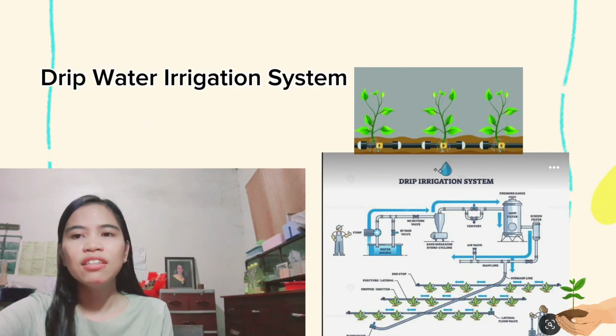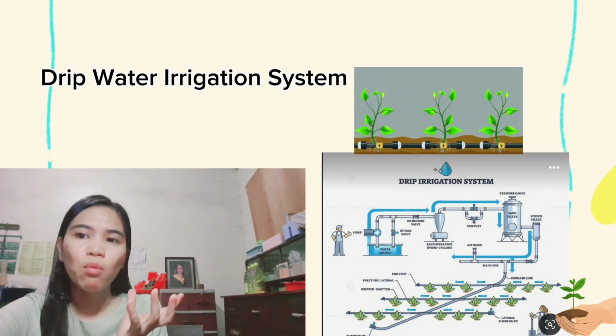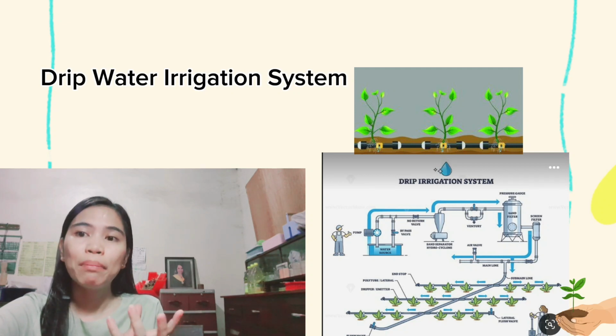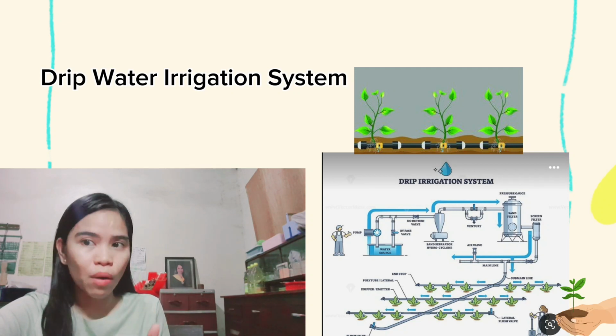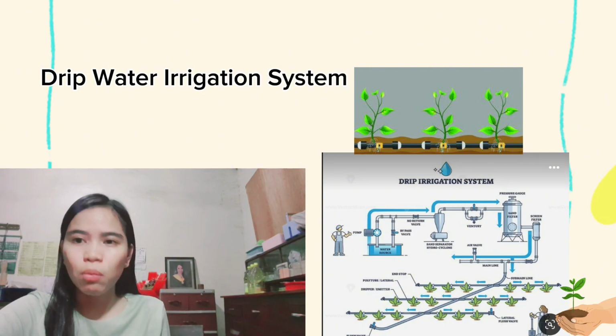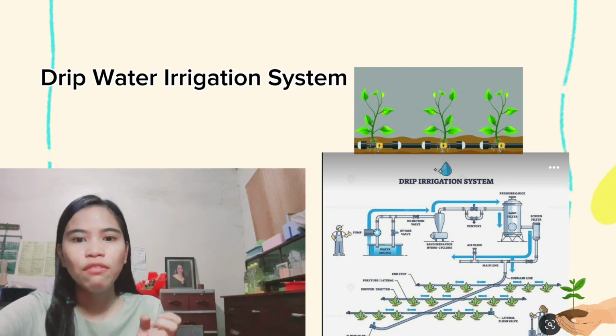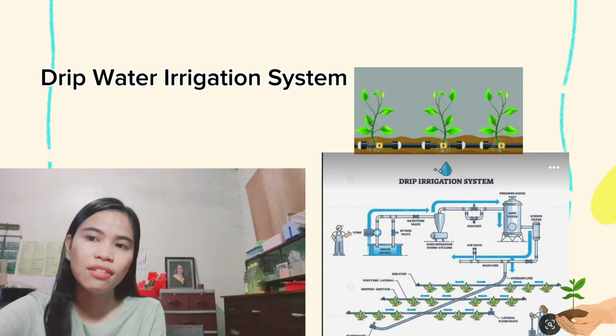High efficiency drip irrigation system. The feature of this irrigation system is to provide just enough water to a plant that it requires. So it is trying to minimize the waste and water consumption when it comes to food production. That is the feature of high efficiency drip irrigation system.